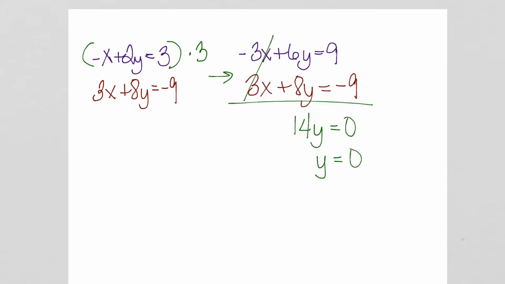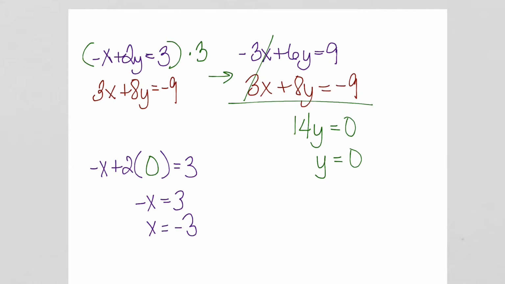So I'm going to take this first equation up here, negative x plus 2 times y equals 3, and plug in y equals 0. And that'll allow me to find x. So x is negative 3.